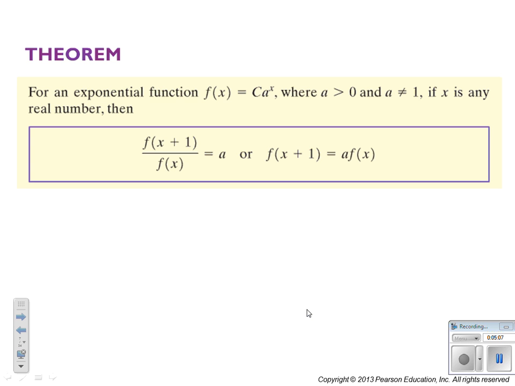For an exponential function, f of x equals c times a to the x, where a is bigger than 0 and a is not 1, if x is any real number, then f of x plus 1 over f of x is equal to a. Or f of x plus 1 is equal to a times f of x.